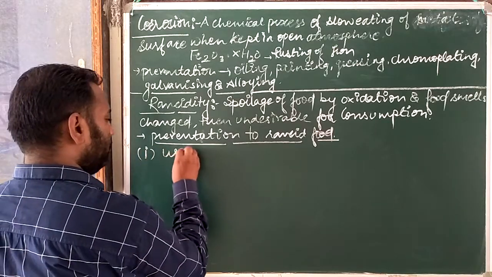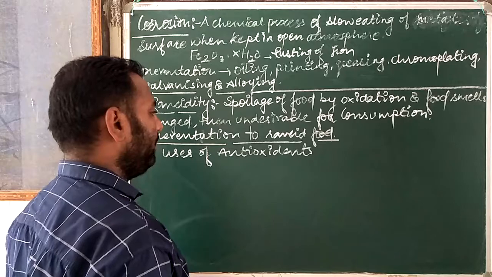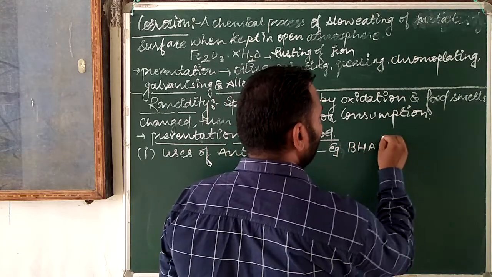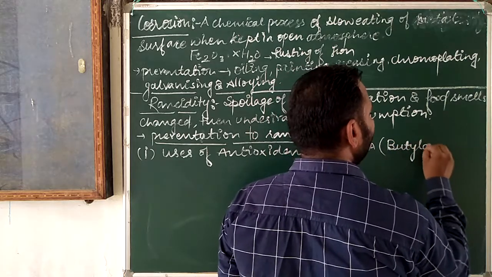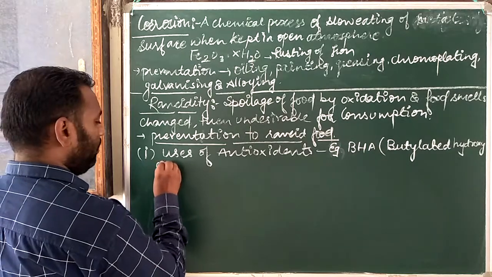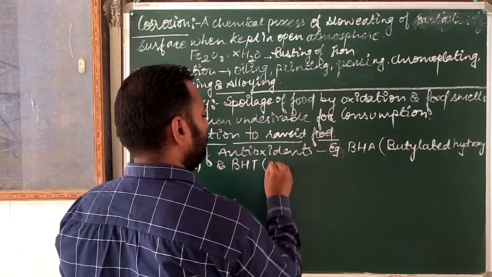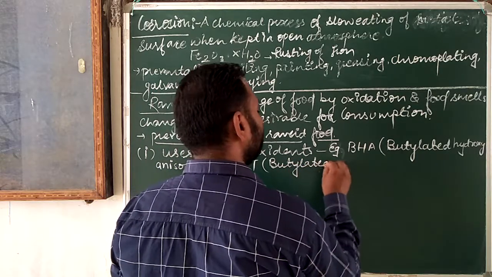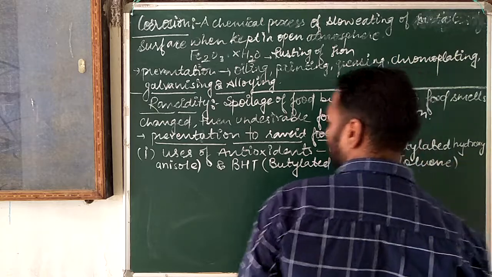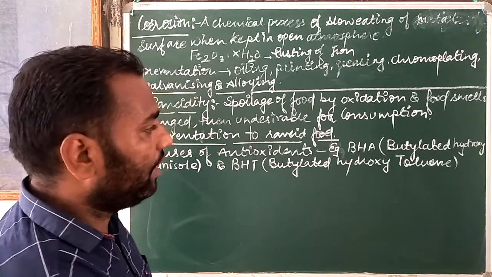First is the use of antioxidants, for example BHA, butylated hydroxyanisole, and BHT, butylated hydroxytoluene. So use of antioxidants in food, that is BHA and BHT.